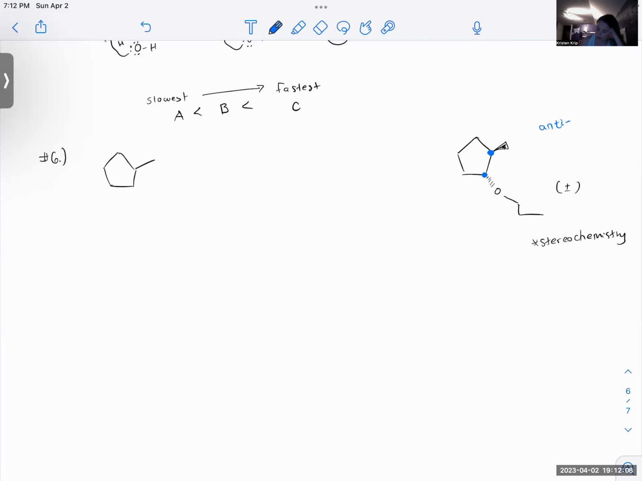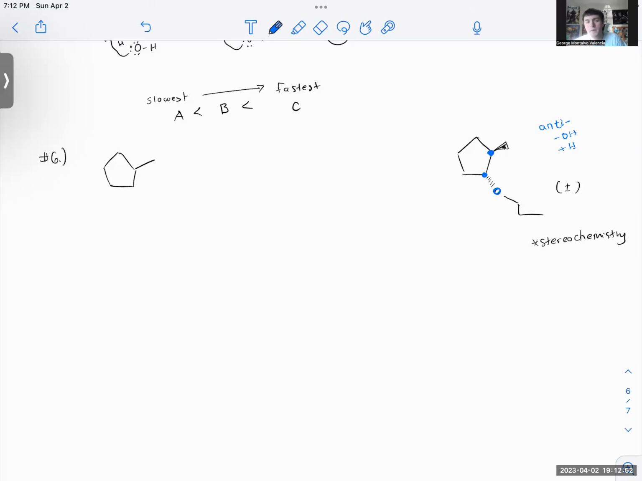So we should keep in mind all the different things that could add anti. And also, an oxygen was added. So we must have had at some point an MCPBA reagent, yeah, that added oxygen, or like an alcohol, and then a hydrogen to the other side. Oh, that would be syn though.